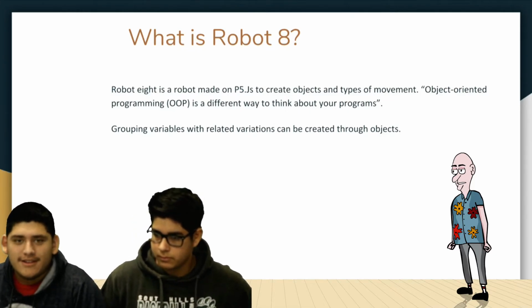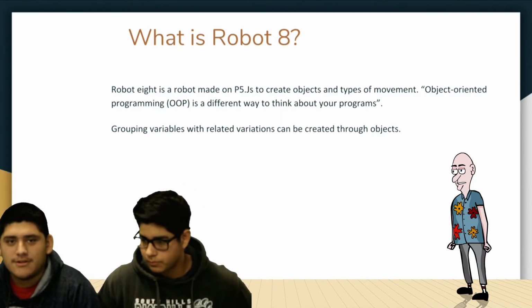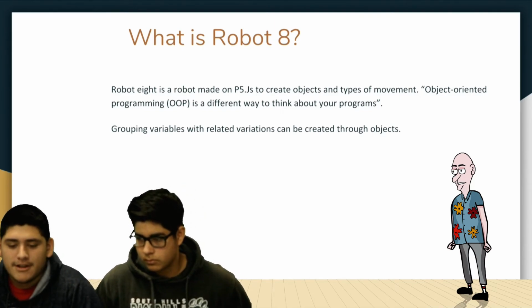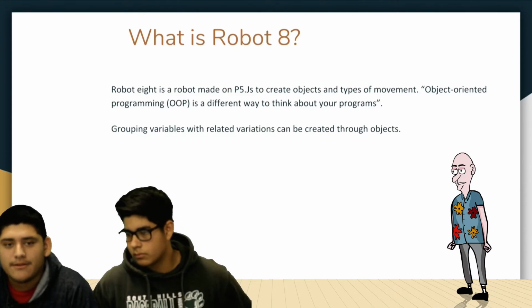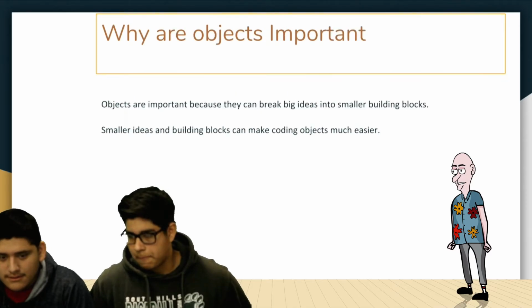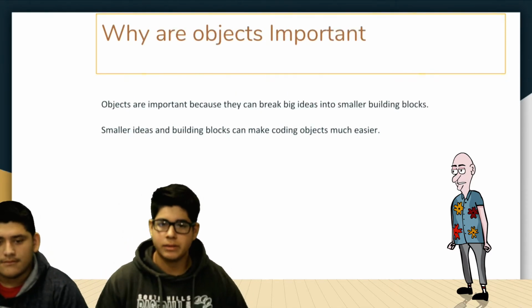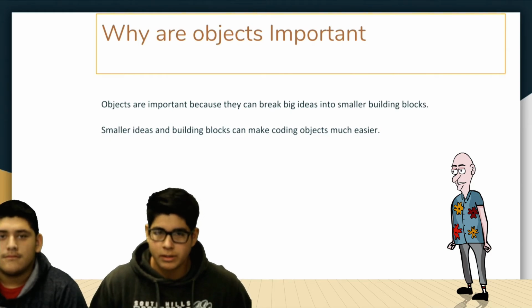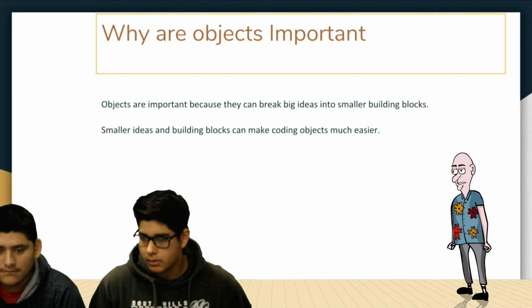Robot 8, the object that can create objects and also movement, but it can also create variables through objects. Objects are important because they can break big ideas into smaller building blocks. Small ideas are building blocks that can be made into coding objects much more easily.